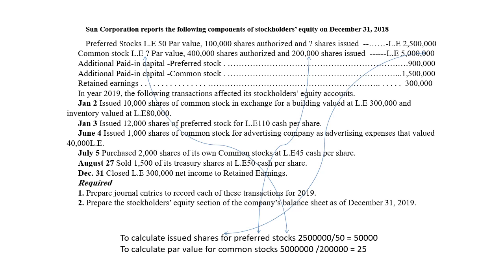Then you start with the transactions: January 2, and then January 3, June 4, July 5, August 27. One by one we are going to show how we record these transactions inside the journal in the next slide.